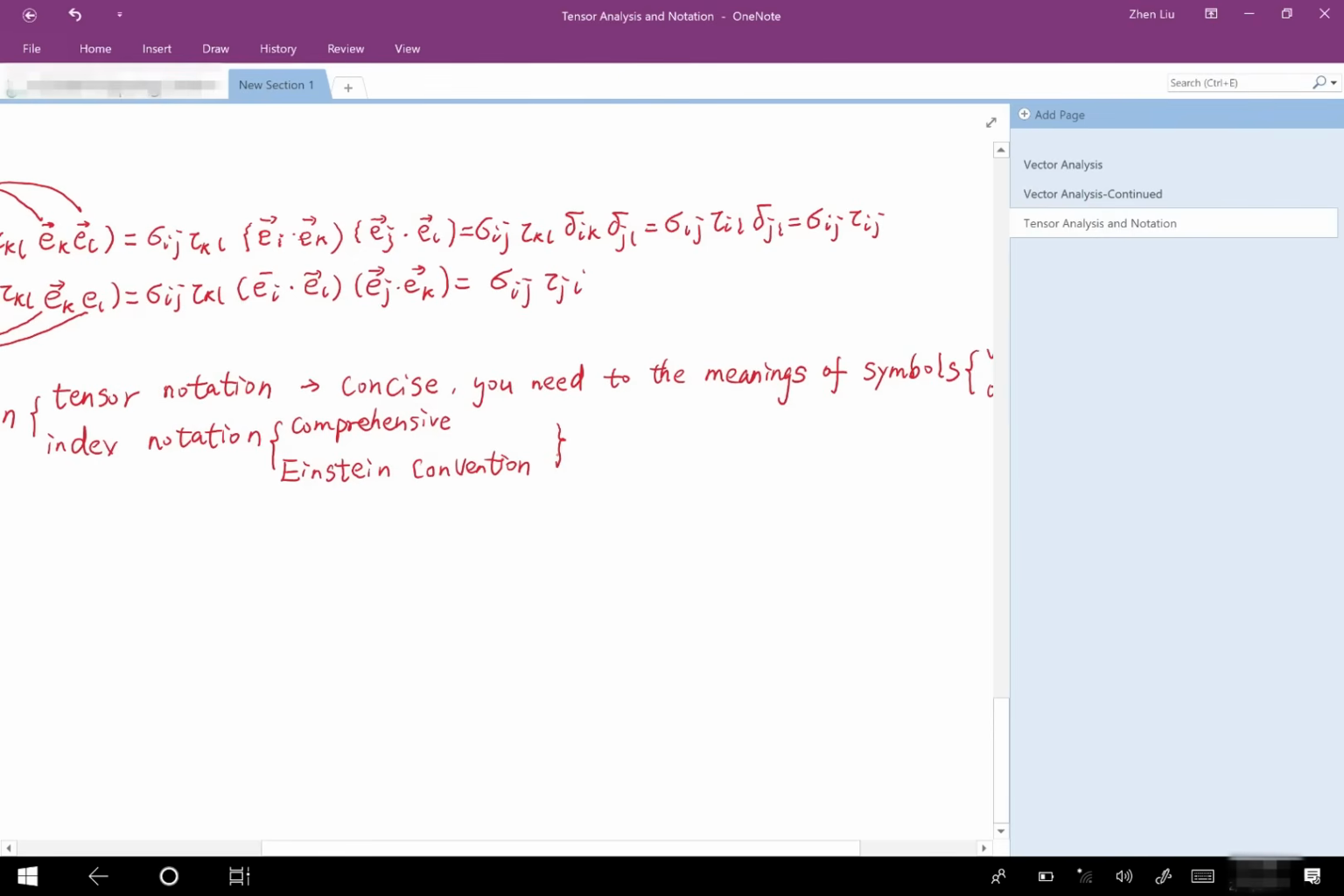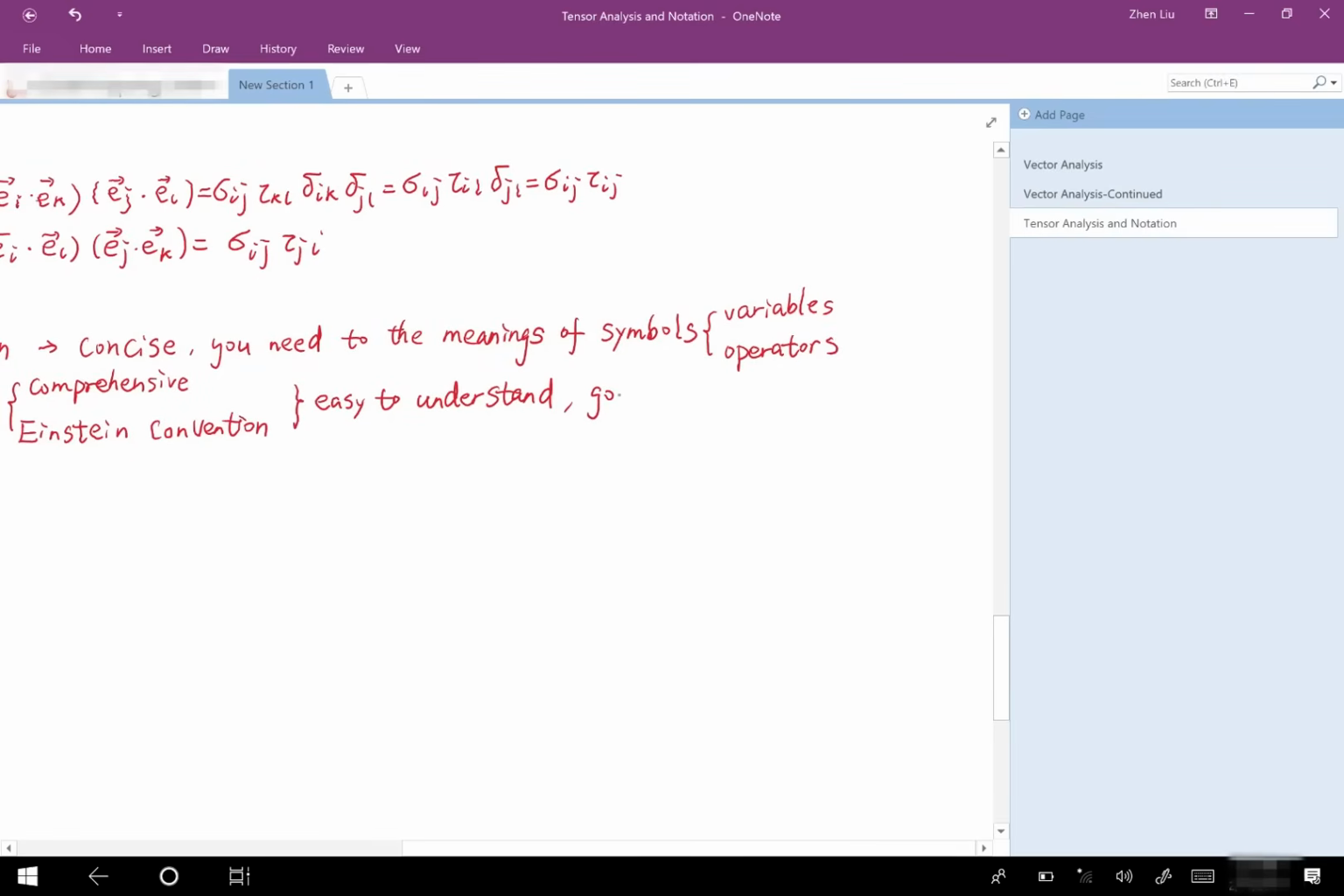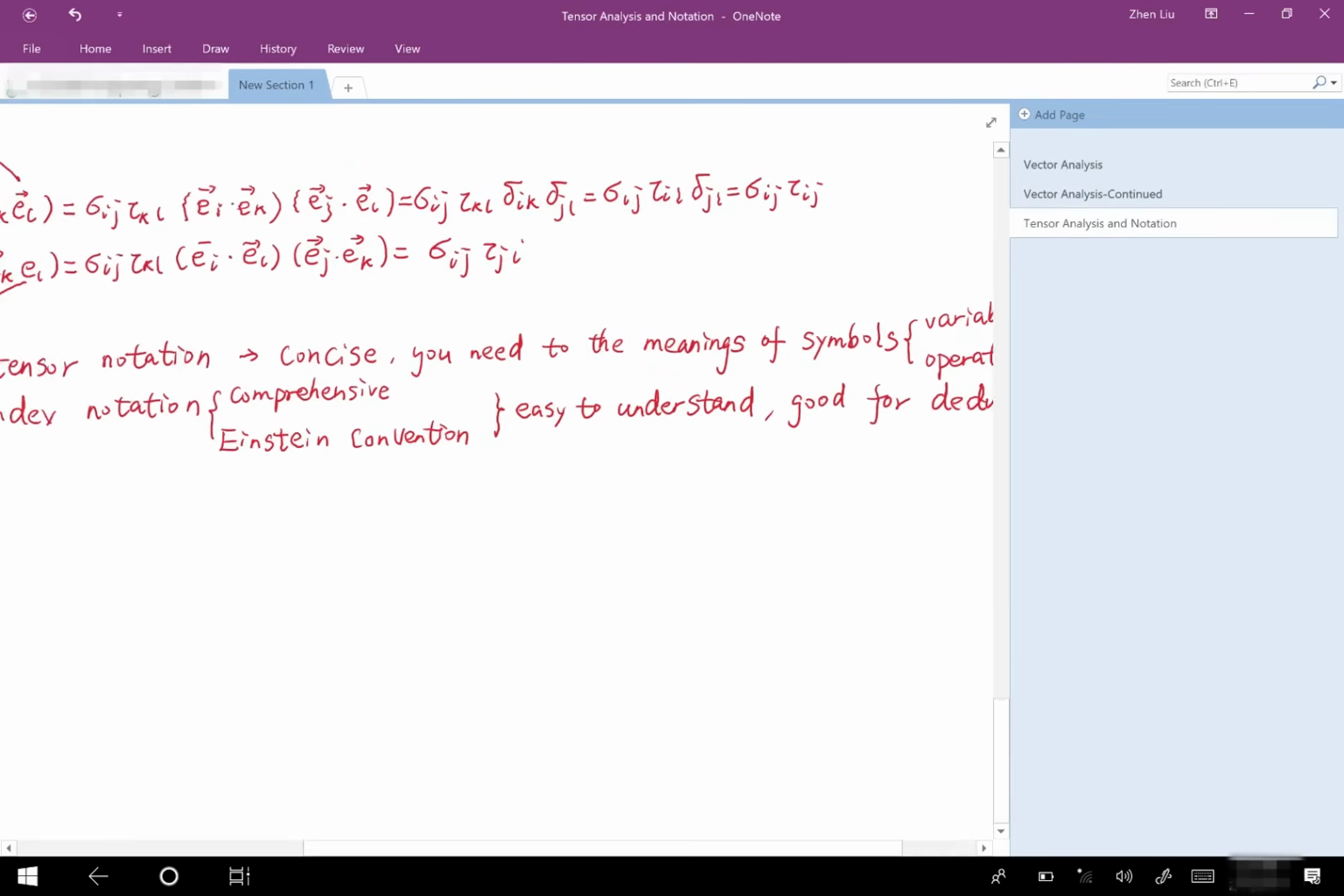And actually another advantage of using index notation is that it's very easy to use it for deductions. For example, if you want to derive your own Gauss equation, or something like constitutive relationships, it's very convenient to use the index notation. So it's easy to understand, and it's good for deductions. So you need to know both.